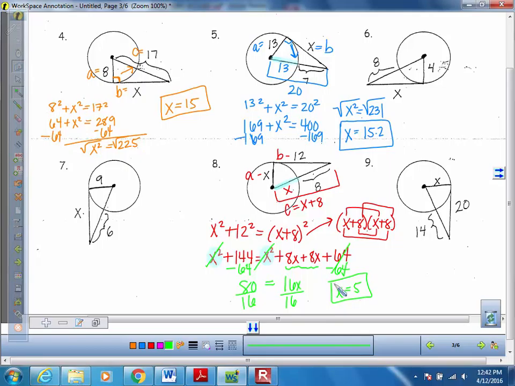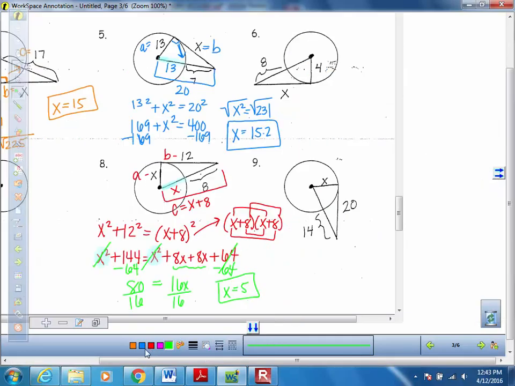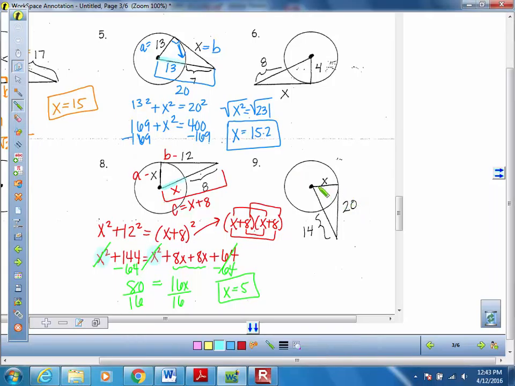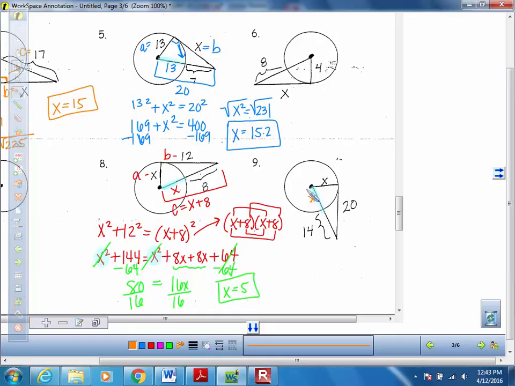Okay, so would you like another example like that one? Okay, let's look at 9 then. So in 9, again, we are missing this piece right here. So since it's the radius, it's the same as this piece. So I'm going to let this be x. So how long would this whole piece right here be? 14 plus x. Okay, you can say x plus 14 or 14 plus x, either way.